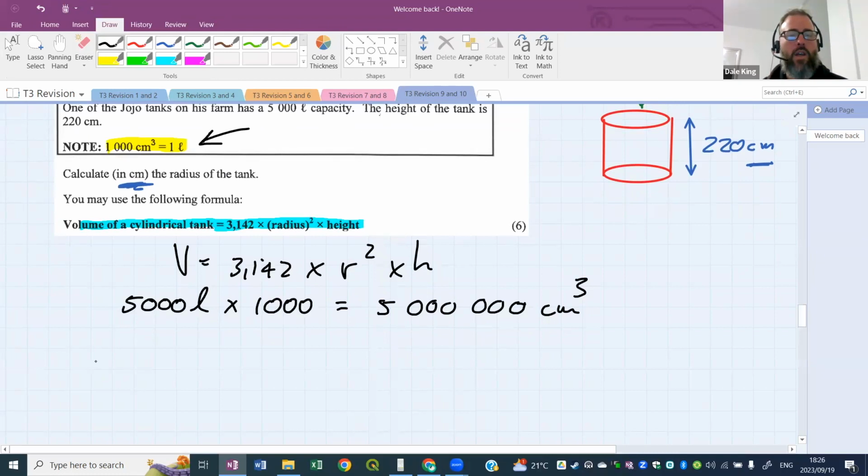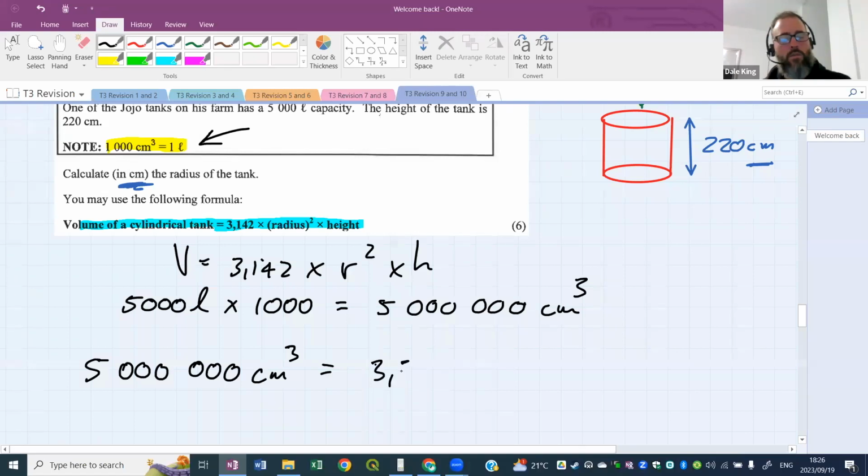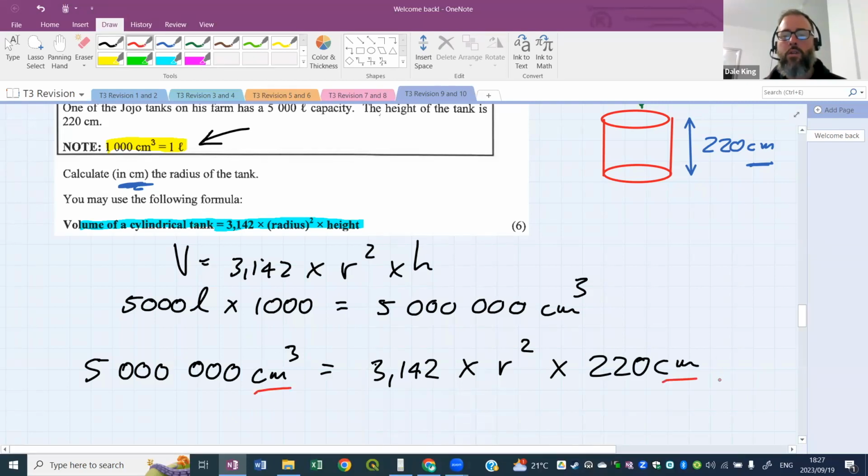Like Ben suggested, I need to put this volume into the formula over here on the left, because this is where the V is in our formula. V for volume is 5 million centimeters cubed, and that must equal 3,142 times R squared times the height, which comes straight from the diagram. It's 220 centimeters. We've got centimeters there and centimeters there, so our radius will come out in centimeters.